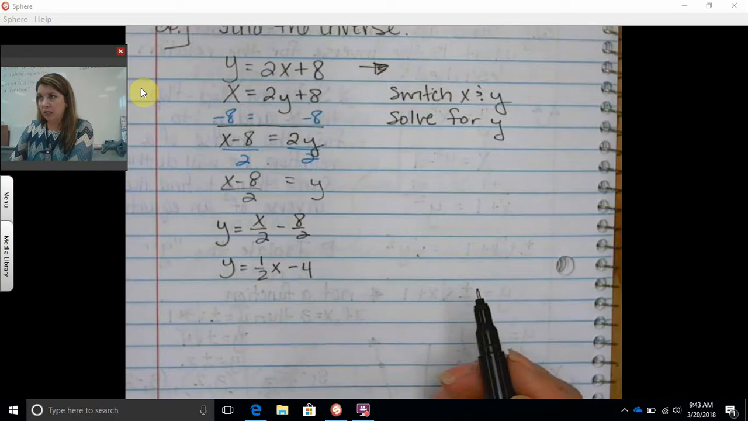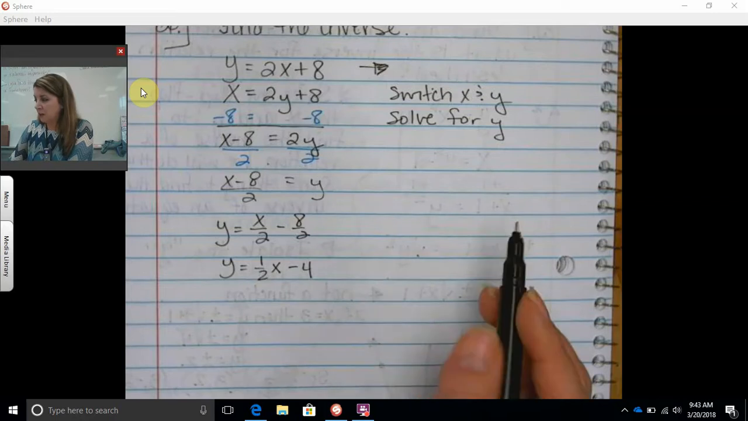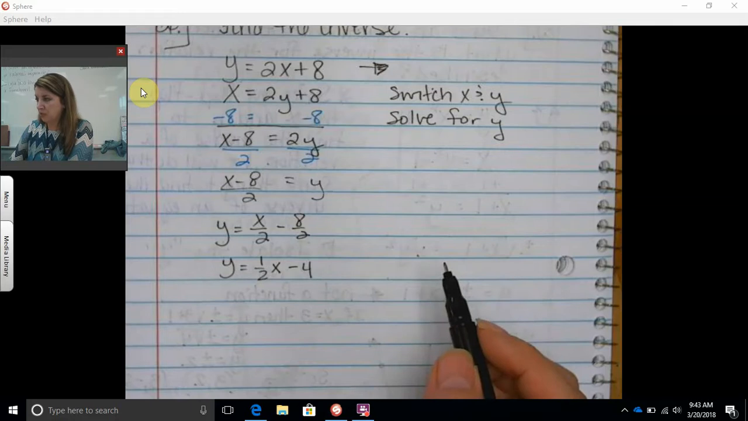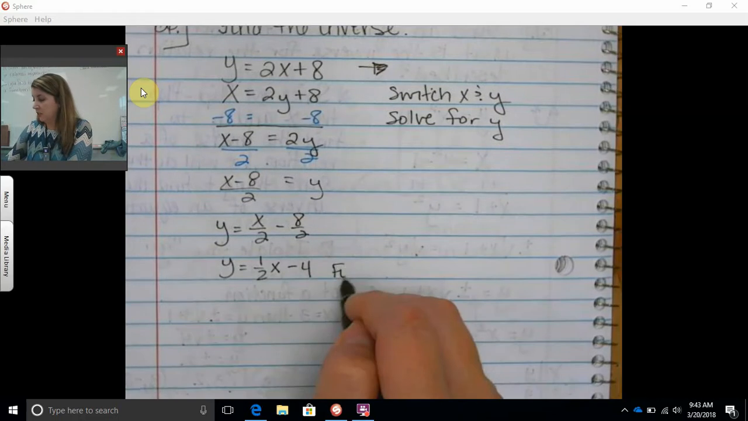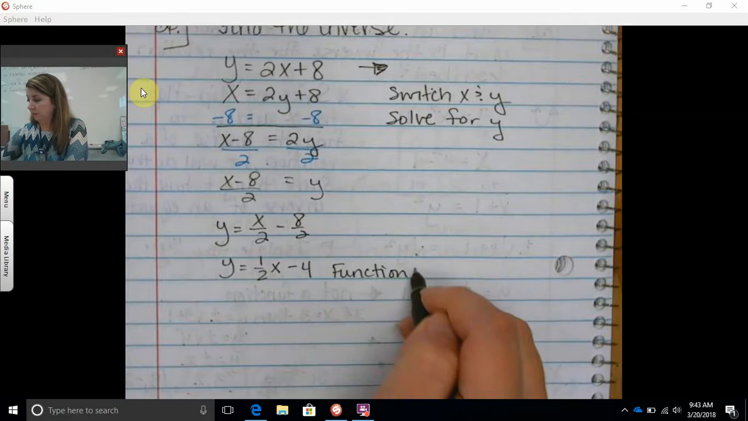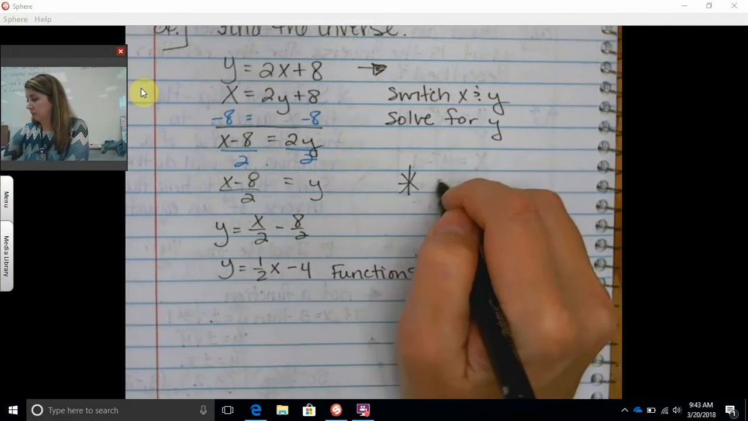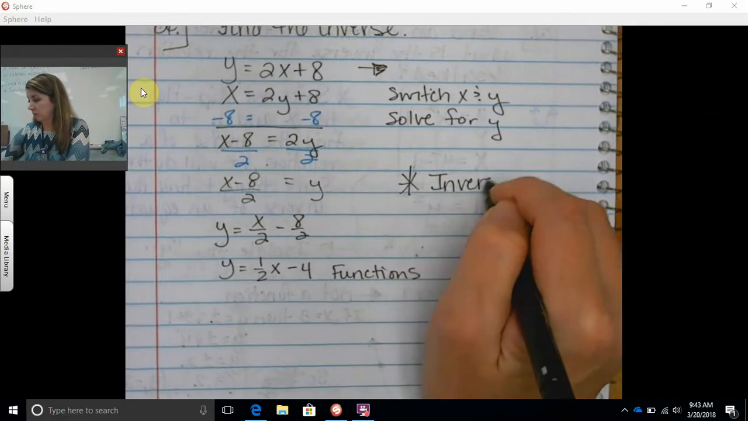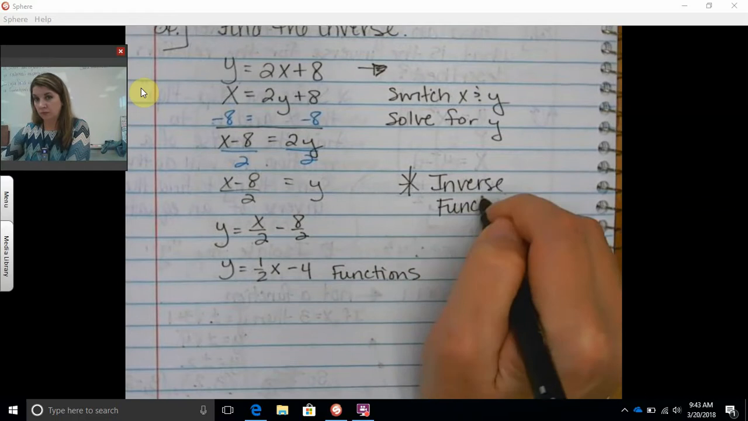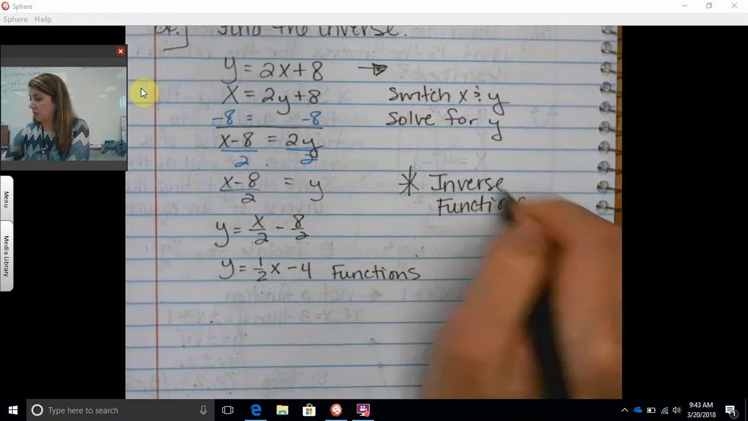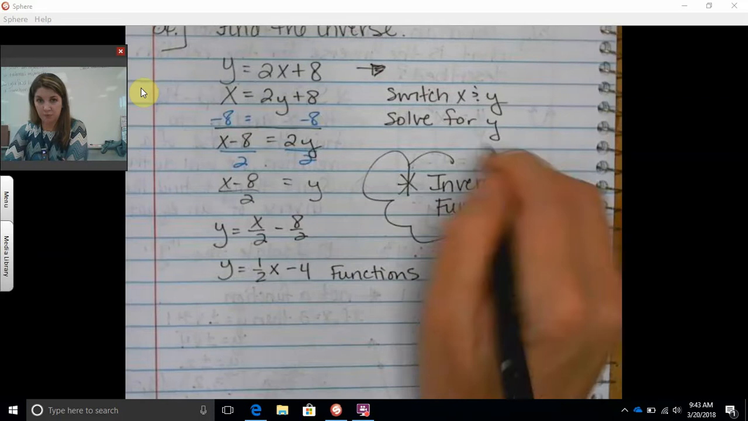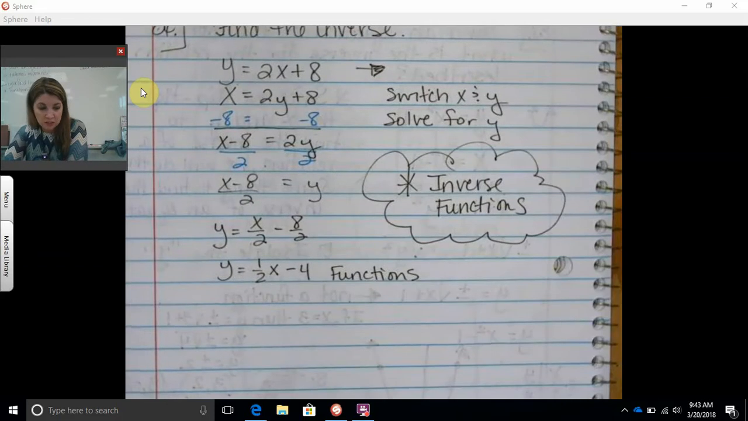A line, a parabola, a line, right? What's my y-intercept? Negative 4. What's my slope? 1/2. Is it going to be a function? Yeah. So are these inverse functions? Yeah. Not that it asks, just showing you another example of an inverse function. Sometimes they'll both be functions, sometimes they won't be functions.